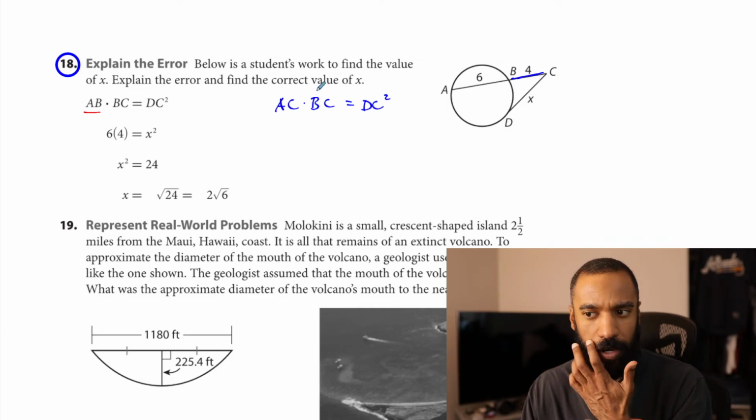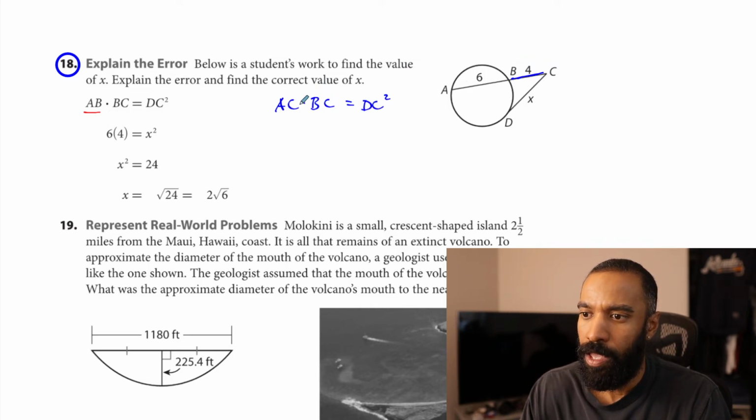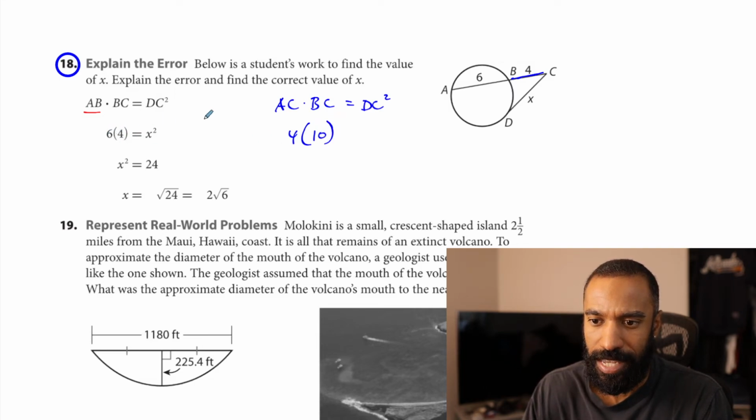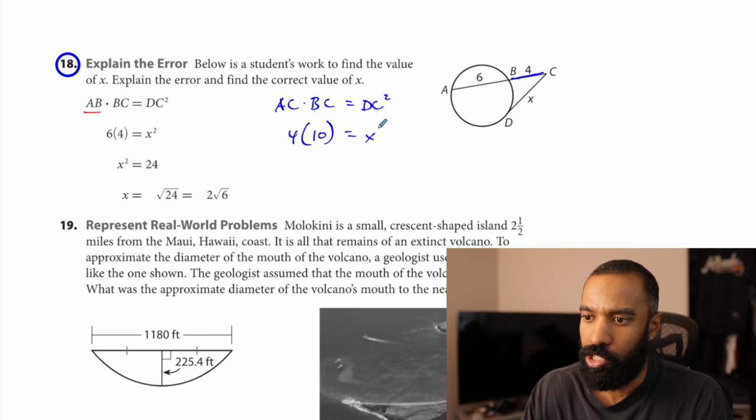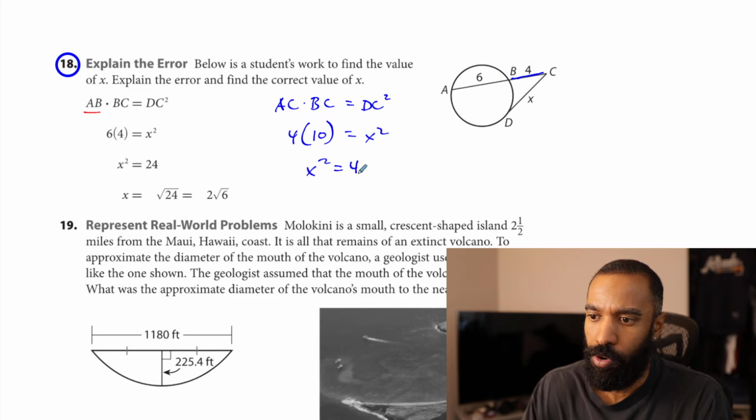I know how they write it is kind of weird. It doesn't sound like what I've been saying. But 4 is the BC, that's the outside. The whole is AC, that's 6 plus 4, which is 10. Instead, they did 4 times 6 instead of 4 times 10, so x squared is 40 instead of 24. All the rest was good for them.